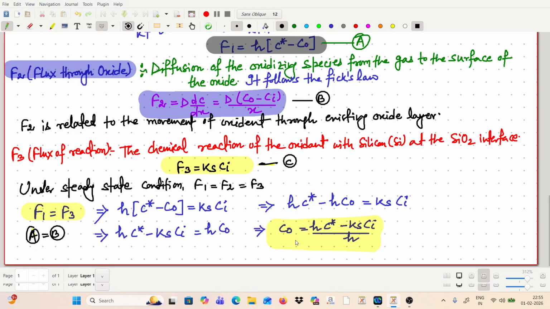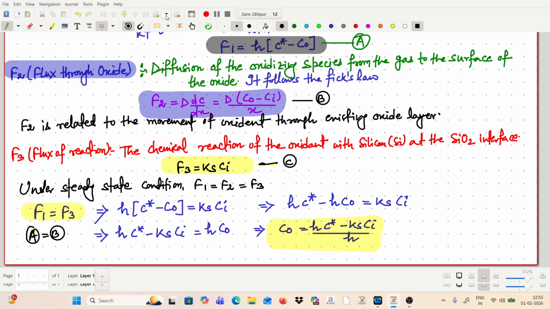Now what will we do? We will take F2 equals F3. C naught is known to us as a function of Ci and the equilibrium concentration C star, so we can find the value of Ci or C naught directly. We will go to the next page.